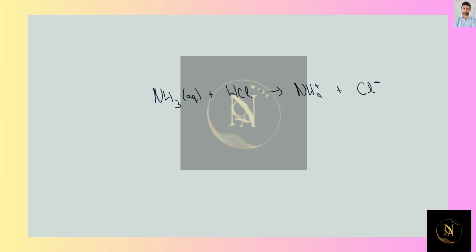So first thing that we need to do is from the Kb, that is equal to 1.8 times 10 to the minus 5, we can find the pKb, which turns out to be 4.744. Well, 4.745, let's round it up. And knowing that pKa plus pKb needs to be equal to 14, we know that the pKa will be equal to 9.255. With this out of the way, we can proceed with our ice table.